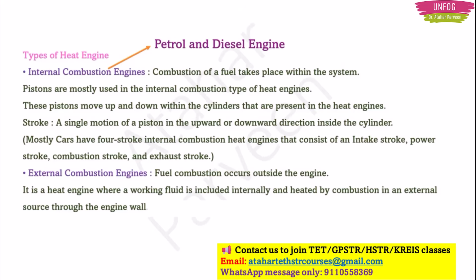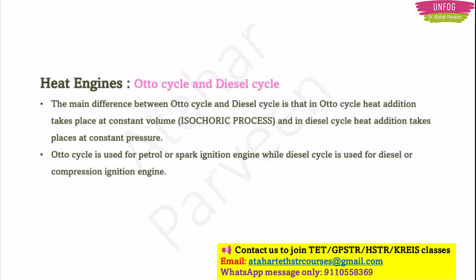Now what is the difference between petrol and diesel engines? There are two types of cycles happening. One is the Otto cycle, the other one is the diesel cycle. The main difference between the Otto cycle and diesel cycle is that in the Otto cycle, heat addition will take place at constant volume. That is, there will be an isochoric process. This is the Otto cycle. And in the diesel cycle, heat addition will take place at constant pressure. That means it will be an isobaric process. That is your diesel cycle.